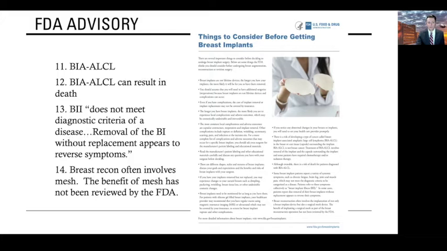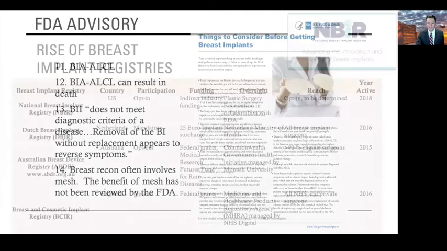They also warn about the risk of breast implant-associated anaplastic large cell lymphoma occurring with textured implants. They also notice that some patients have nondescript complaints, which is categorized as breast implant illness. And they also warn that breast reconstruction often involves protein mesh, and that the benefit of mesh has not been approved yet by the FDA.